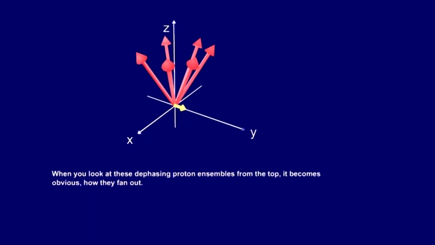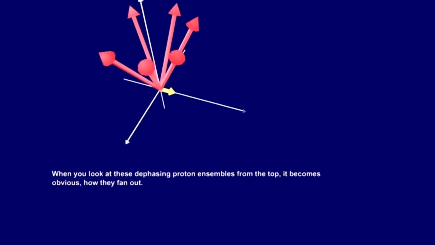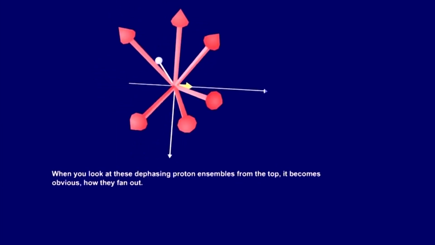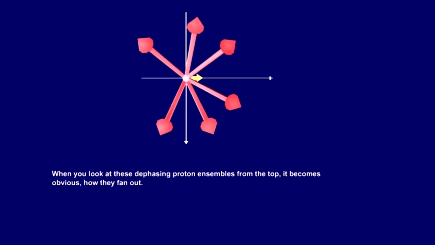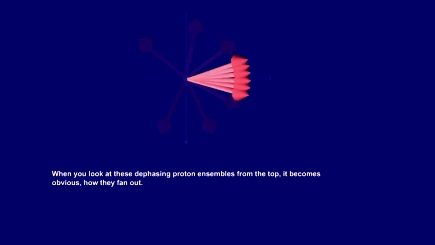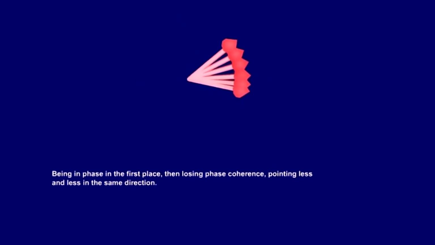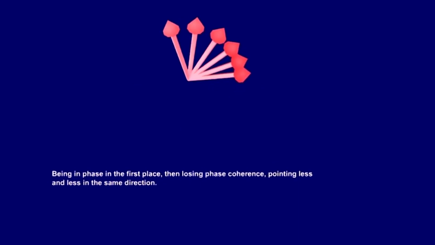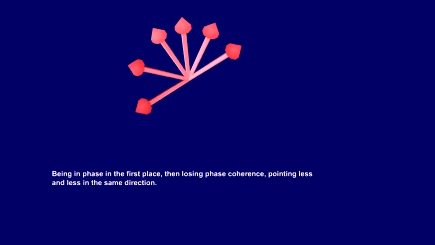When you look at these dephasing proton ensembles from the top, it becomes obvious how they fan out. Being in phase in the first place, then losing phase coherence, pointing less and less in the same direction.